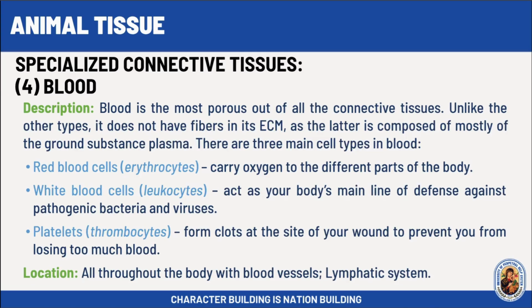Now, the blood has three main cell types. We have the red blood cells, the white blood cells, and the platelets. Yung red blood cells, siya yung nagkakarry ng oxygen sa different parts ng katawan natin. White blood cells naman, siya yung immune system natin. And then, si platelets naman, they're there to allow us not to lose too much blood when we have wounds. So, it's all over our body, in our blood vessels, as we all know.